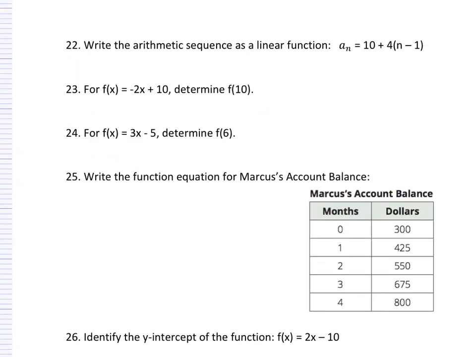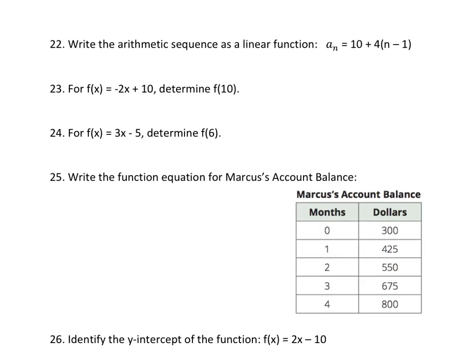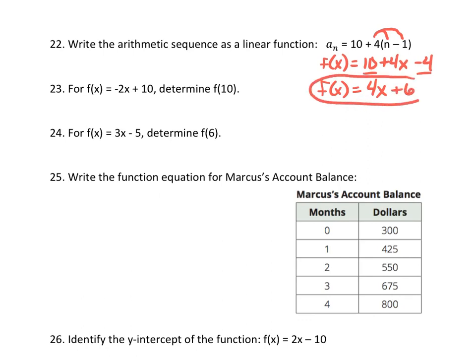All right, for number 22, write the arithmetic sequence in linear form. Now you may want to put this exact example on your note card to help you remember. To convert this, the first thing I need to do is the distributive property. So I'm going to bring my 10 straight down. 4 times n is 4n, but I'm going to use x. And 4 times negative 1 is negative 4. Now from here, I see like terms, 10 and negative 4. So I can put those together. So I'm going to bring down my 4x, and a positive 10 and a negative 4 gives me a positive 6. So this is the linear equation.